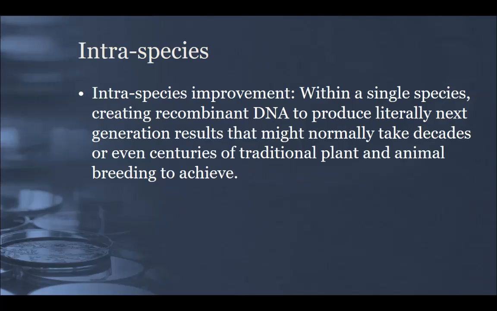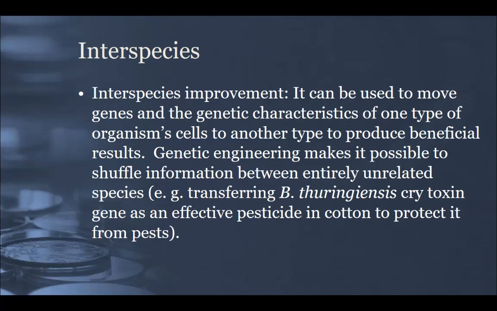So again, intraspecies, this is within a single species creating recombinant DNA to produce literally next generation results that might normally take decades or even centuries to occur in traditional plant and animal breeding, but we're able to do it in a much faster time versus interspecies, which is going to be improving a species by inserting a gene or genetic characteristic from one organism into another organism.